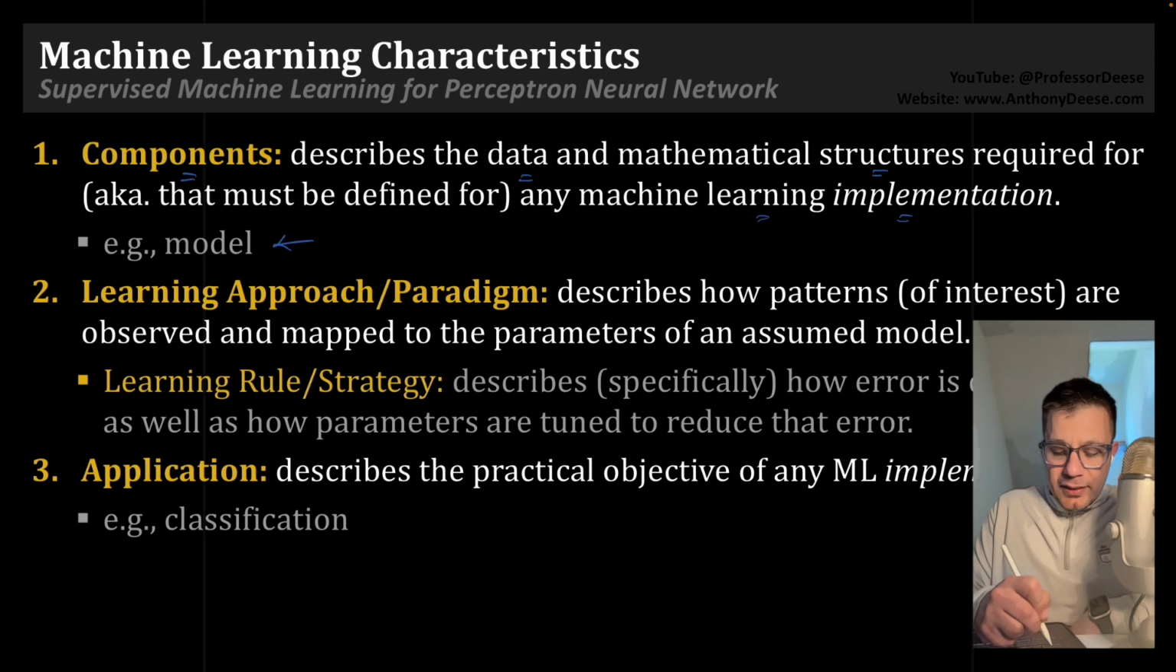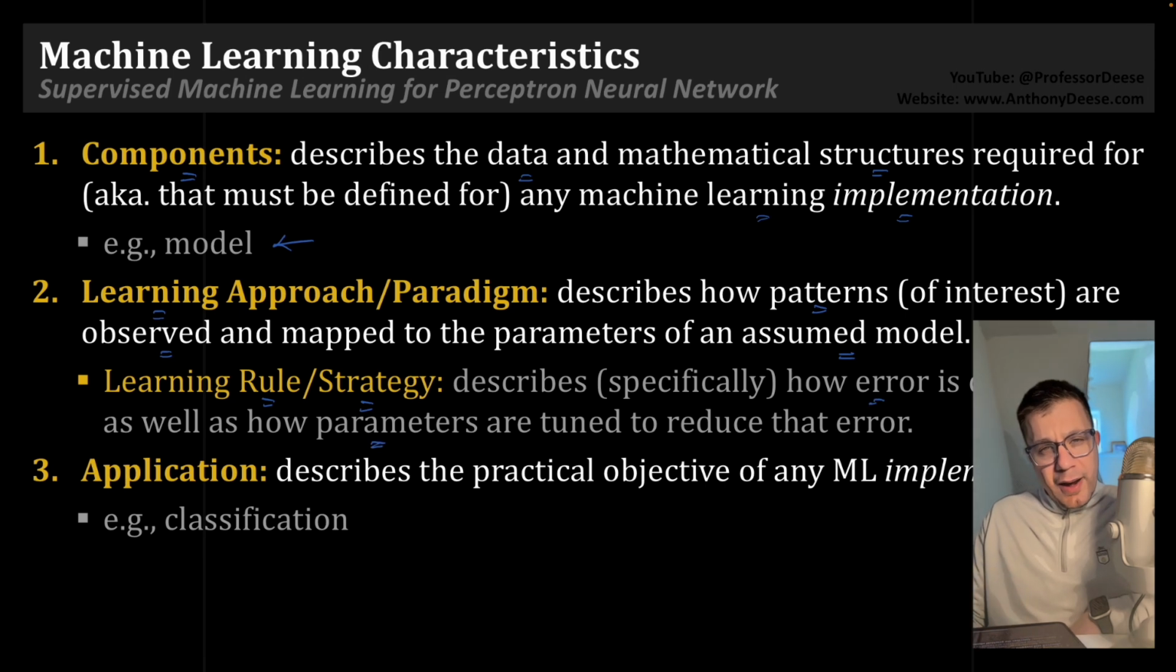A second characteristic is the learning approach or paradigm employed, and this describes how patterns of interest are observed and mapped to the parameters of an assumed model. Within the learning approach, there's a sub-characteristic that I'm going to define: the learning rule or the learning strategy. This describes specifically how error is quantified as well as how parameters are tuned to reduce that error. This gives us the specifics of how we're going to update values within the training algorithm.